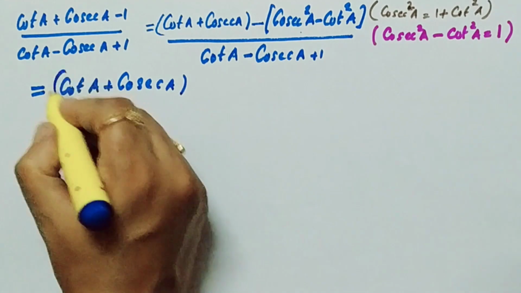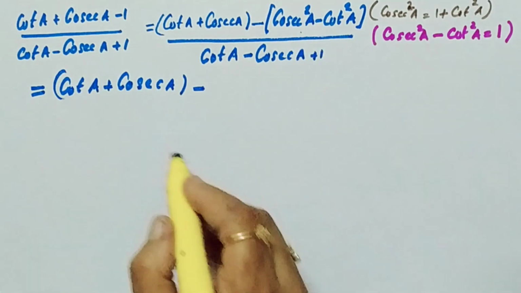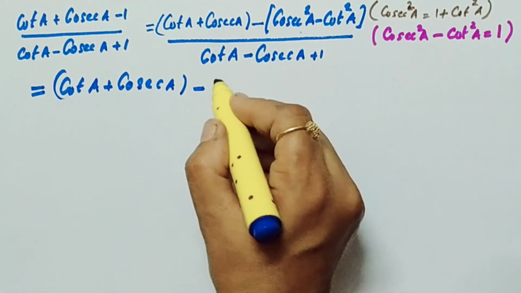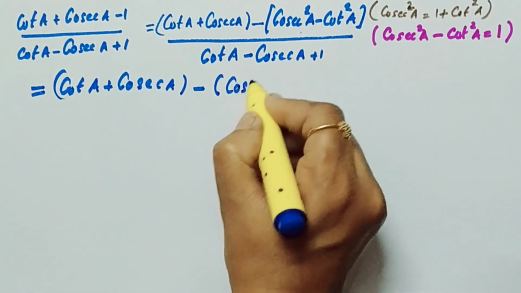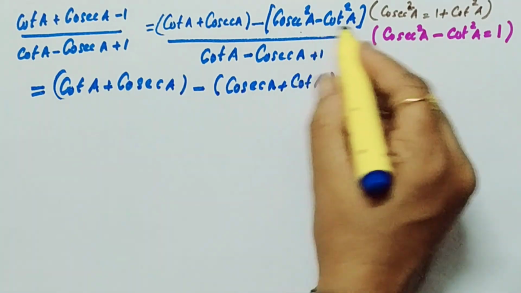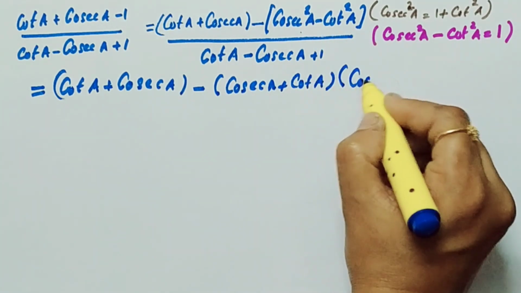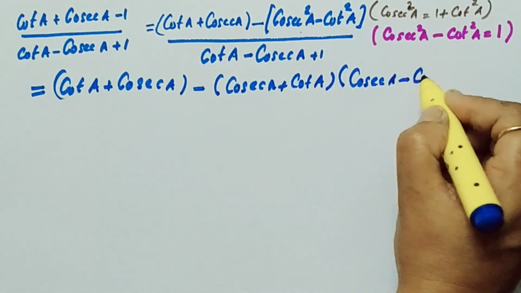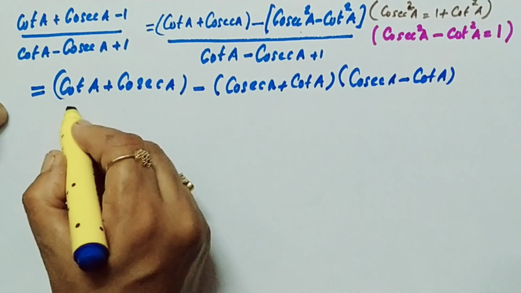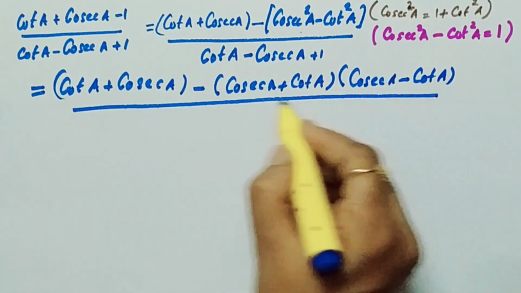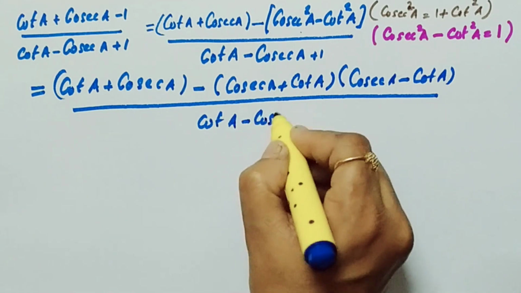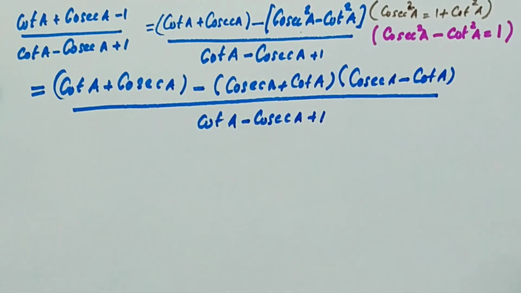Don't change it. Minus, the second bracket I am going to change into a square minus b square form. A square minus b square is a plus b in one bracket, so cosec A plus cot A in one bracket, into a minus b in the other bracket, so cosec A minus cot A in the other bracket, the whole divided by. Don't alter the denominator. The denominator is cot A minus cosec A plus 1.